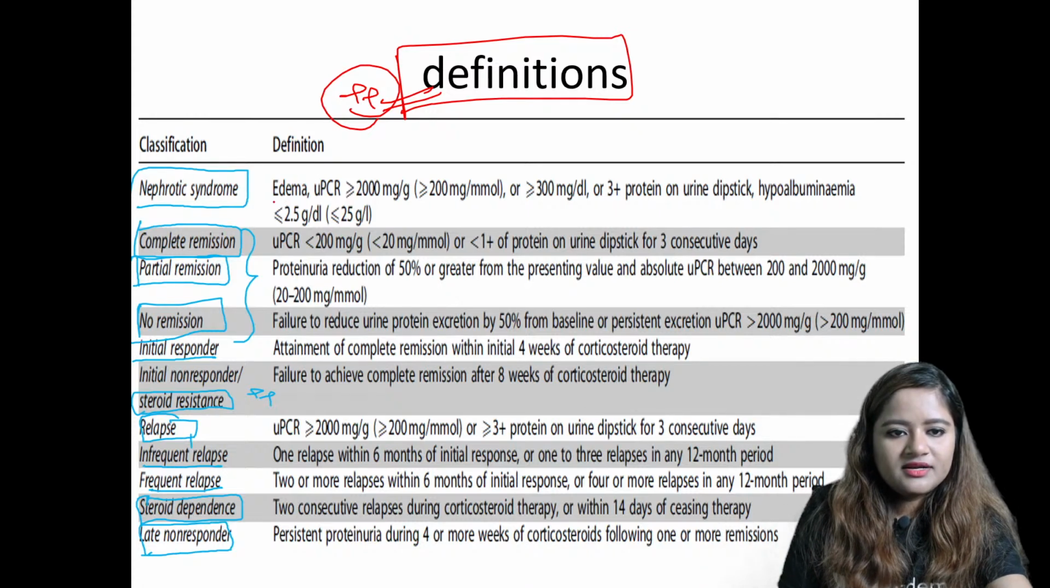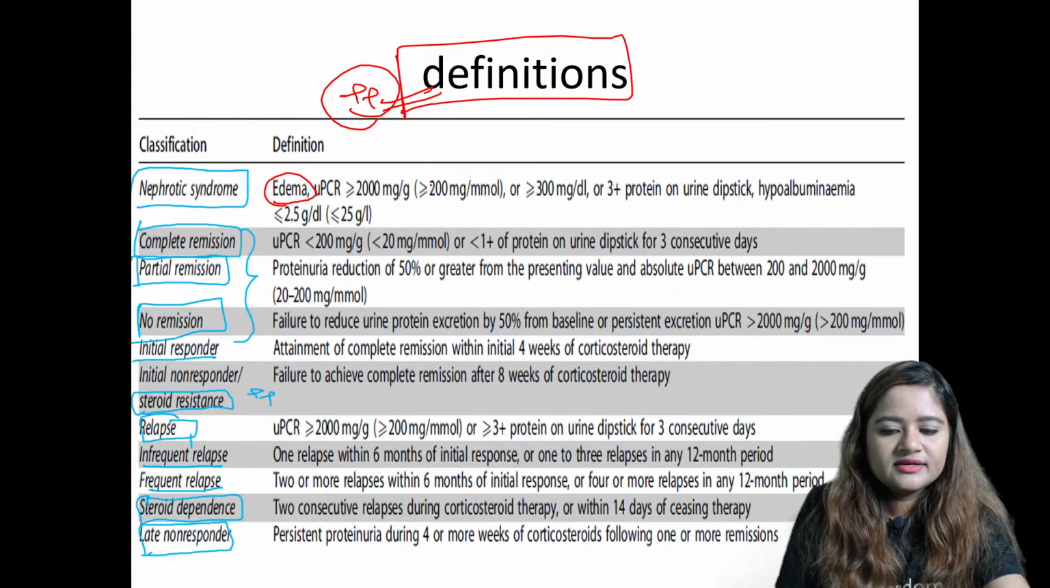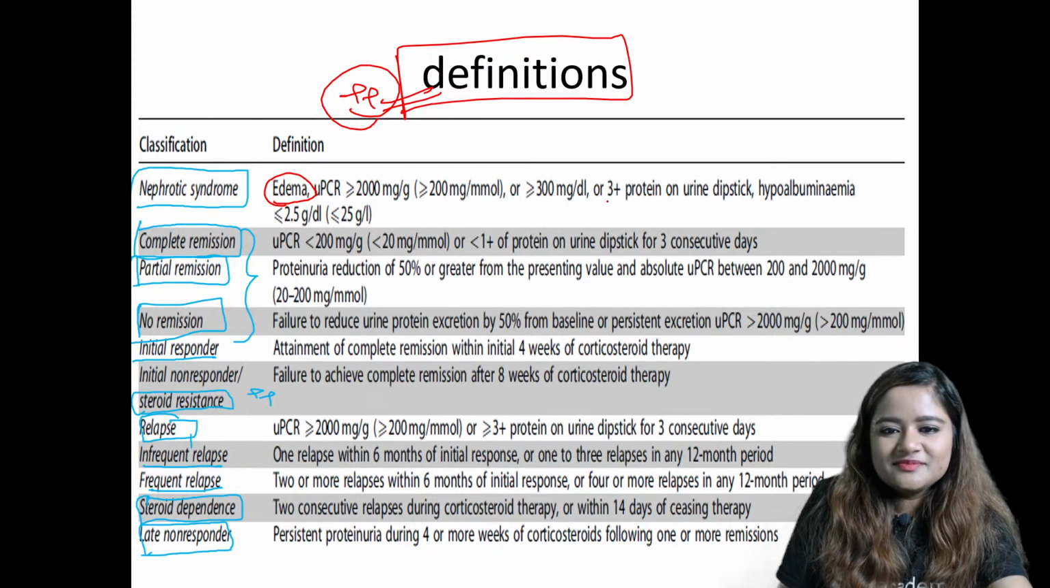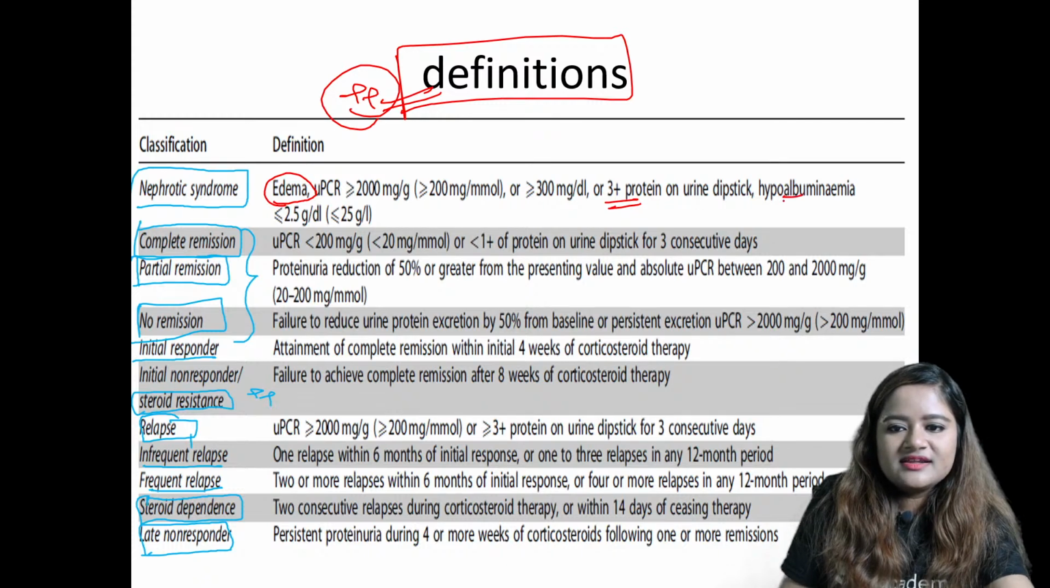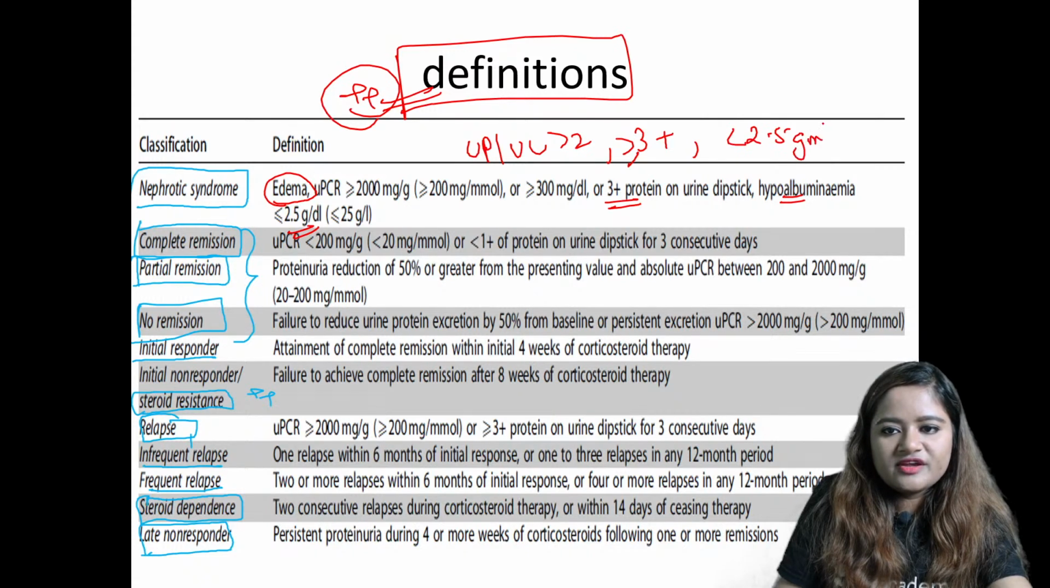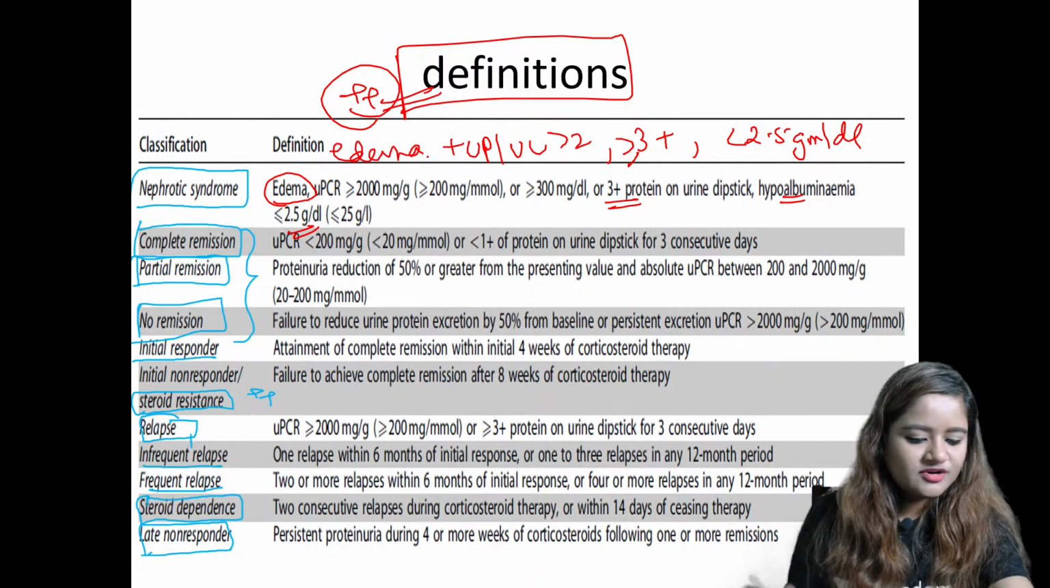Nephrotic हमने पहले पढ़ लिया, presence of edema, with nephrotic range proteinuria. That means your urine dipstick is more than equal to 3 plus. There is hypoalbuminemia of less than 2.5 grams per deciliter, and you're having a UPUC ratio of more than 2. Okay? So UPUC being more than 2, dipstick being more than equal to 3 plus, hypoalbuminemia less than 2.5 grams per deciliter, all associated with edema. This is known as nephrotic syndrome.